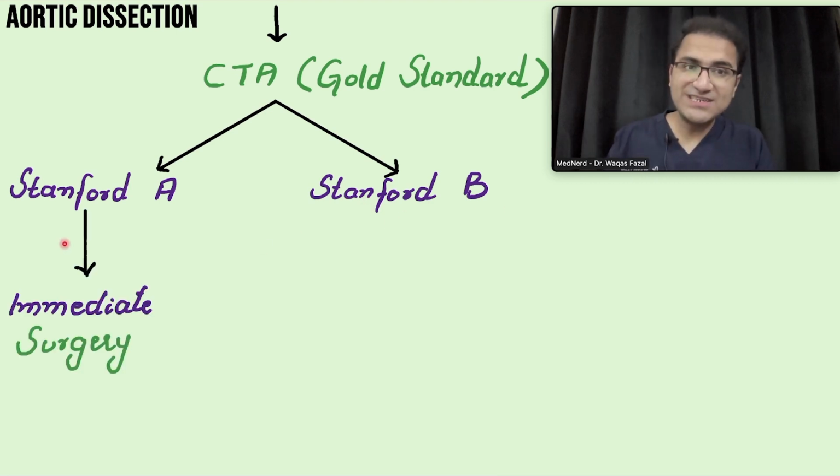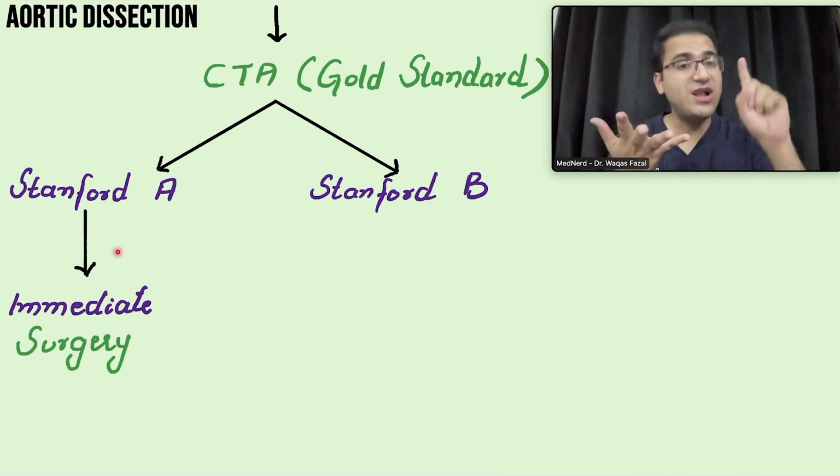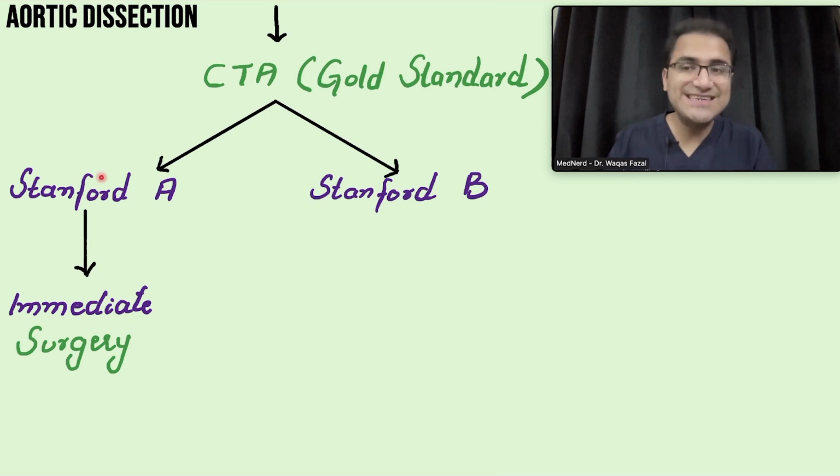Now, if you find out that it is a Stanford A aortic dissection involving the ascending aorta, you must immediately go for surgery, because these patients are the ones that will develop complications like MI, strokes, and cardiac tamponade. They will get hypotensive after some time. Immediate surgery is indicated in patients with Stanford A.